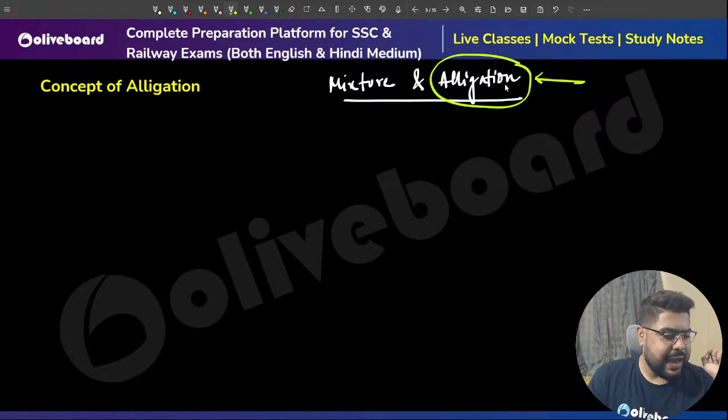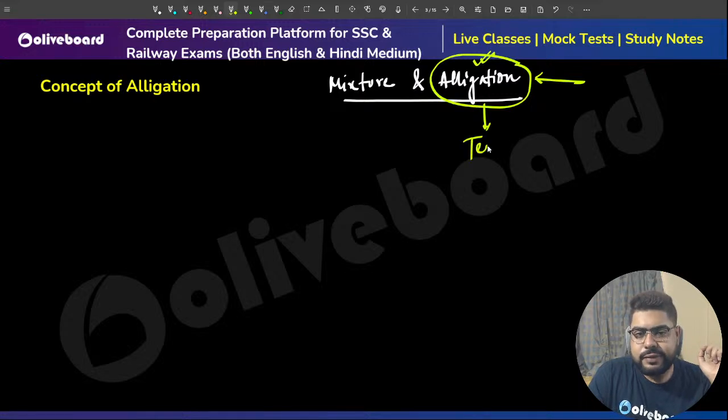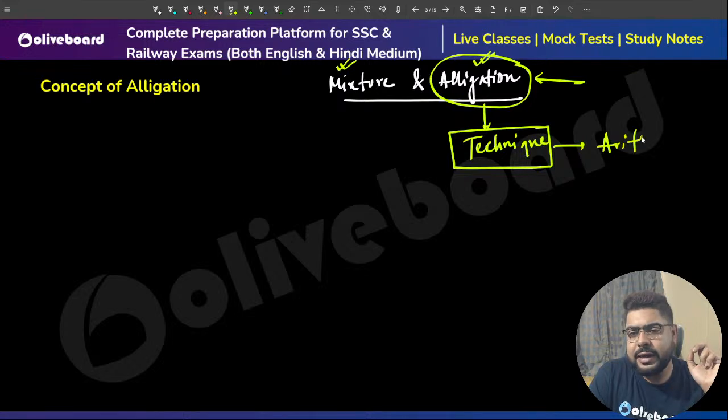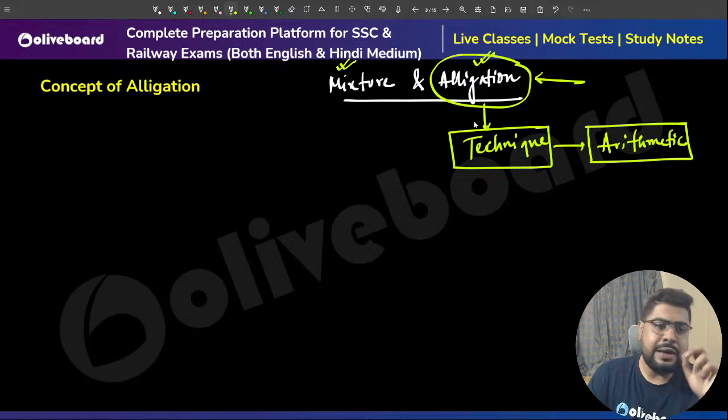Please understand, allegation is a very unique technique which can be used in the mixture chapter and also throughout the various chapters of arithmetic. So we will learn about that: what is this technique, and where can we use it?